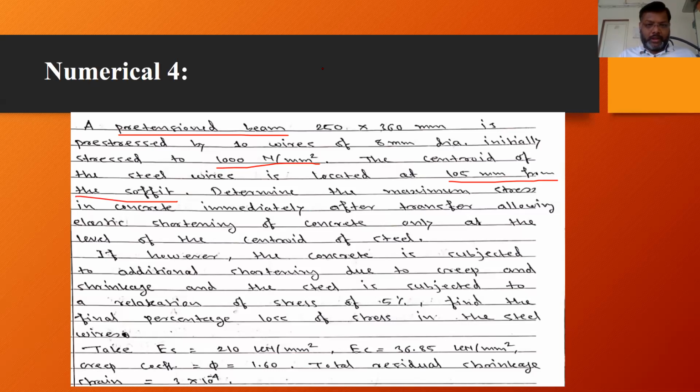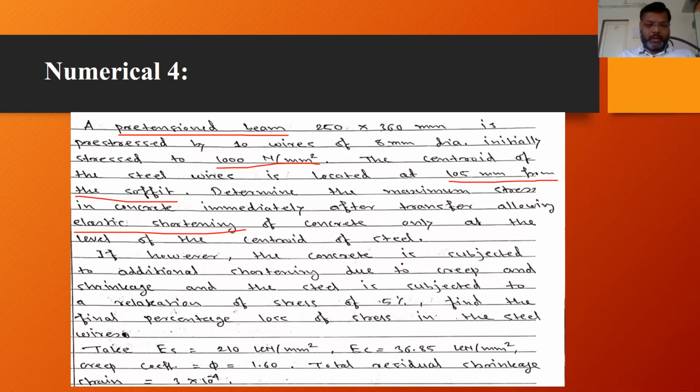Determine the maximum stress in concrete immediately after transfer, allowing elastic shortening of concrete only at the level of the center of steel. Okay? Only at the level of steel. So elastic shortening is there. Elastic shortening is happening. So it means that we have to calculate the loss due to the elastic shortening of concrete also, at the level of center of the steel.